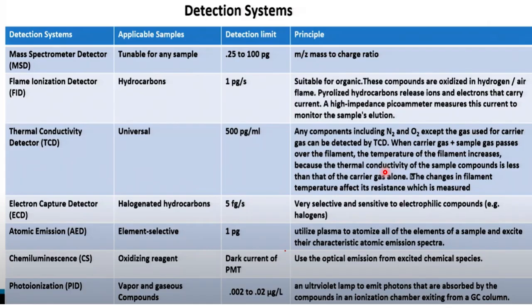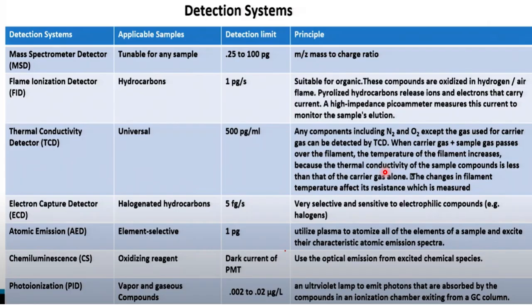And for the detection system, there are multiple types available. First is the mass spectrometer detector, which is applicable to any sample, with a detection limit of 0.25 to 100 picogram. The mass spectrometer follows the principle of the m by z ratio.